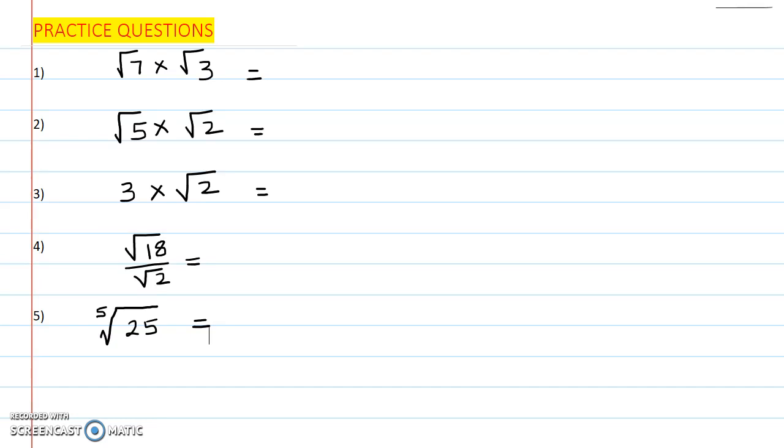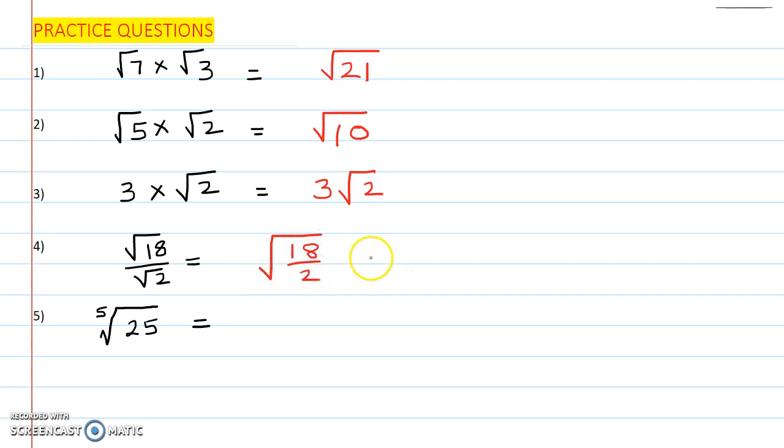So let's start solving root 7 times root 3. As per the first rule, root A times root B, you can write down root AB. So I am writing here root 7 times 3, that is root 21. Here we can write down root 5 times root 2, that is root 10. This you can write down as 3 root 2. Root 18 divided by root 2, you can combine this into 18 divided by 2. 18 divided by 2 is 9, and the square root of 9, again you can simplify, it will be 3. Yeah, the square root of 9 is 3.